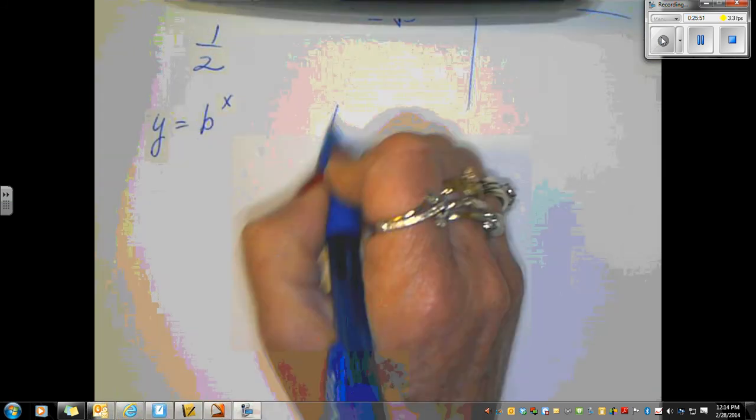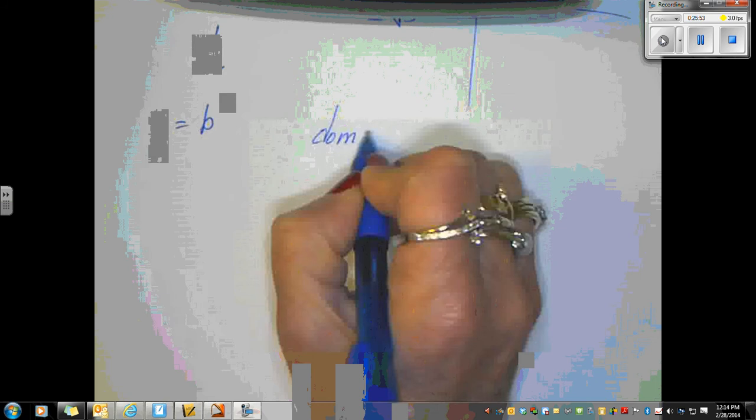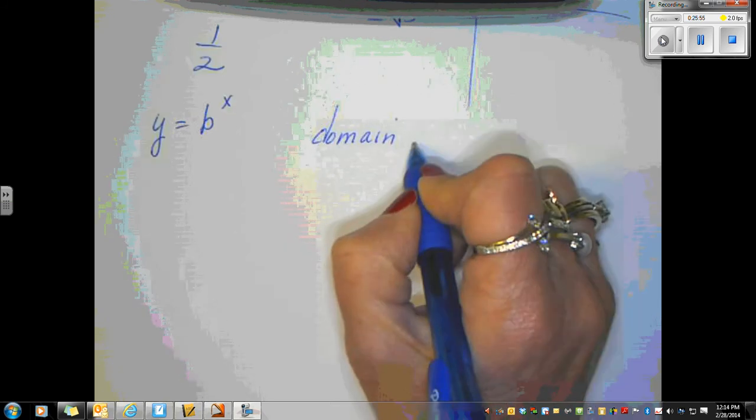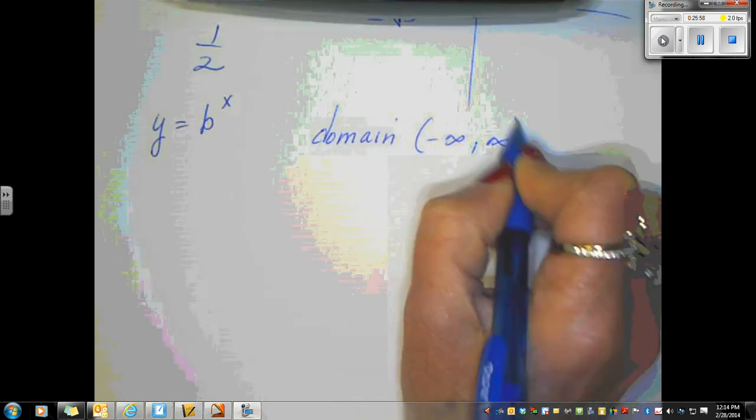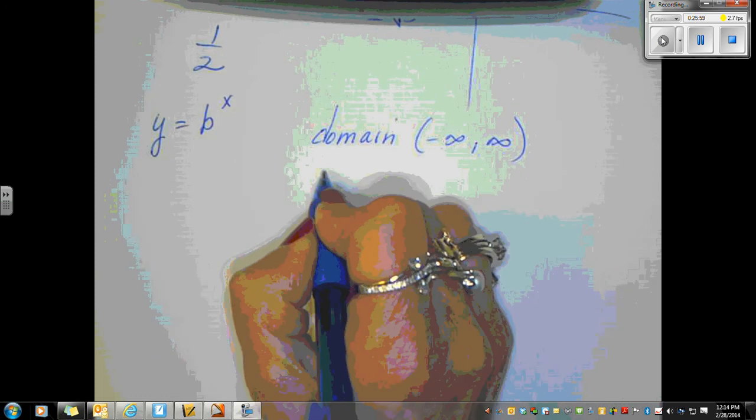Okay, y equals b to the x. Domain. Negative infinity to infinity. Range.